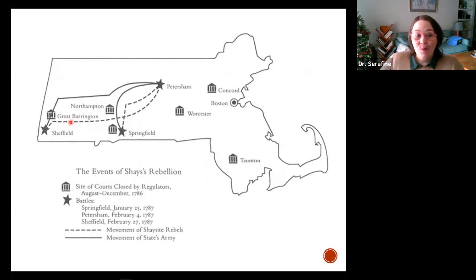What does the governor do? He calls out the militia. He says, we have to put down this uprising. I'm going to call out the state militia to deal with this. What's the problem? The farmers are like, state militia's already here. It's us. We're the state militia. The governor ends up hiring a private army.